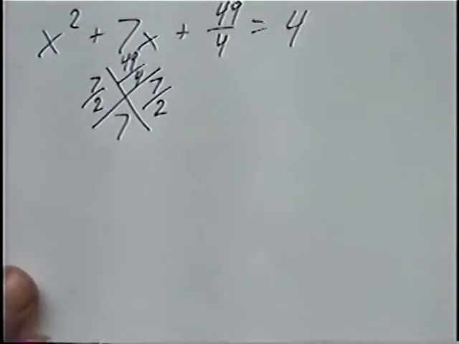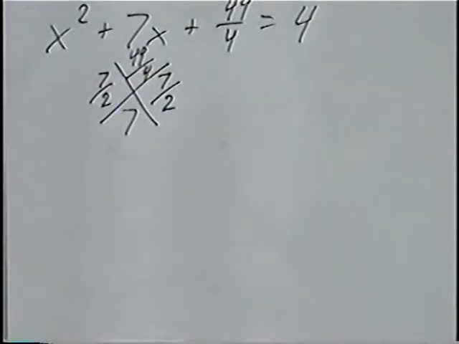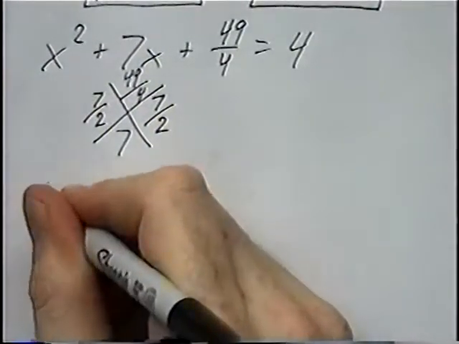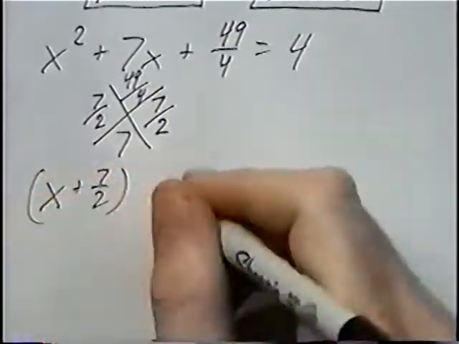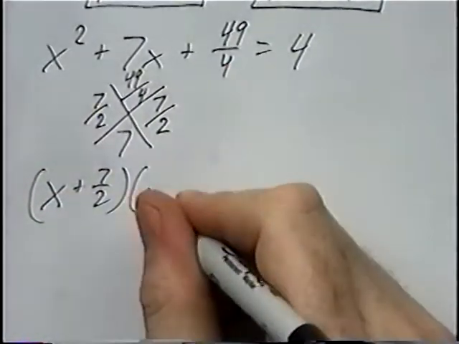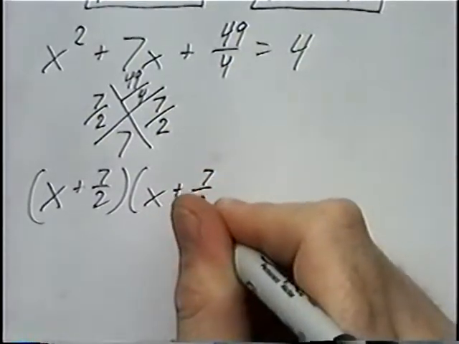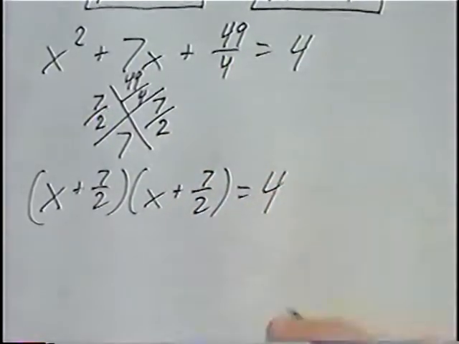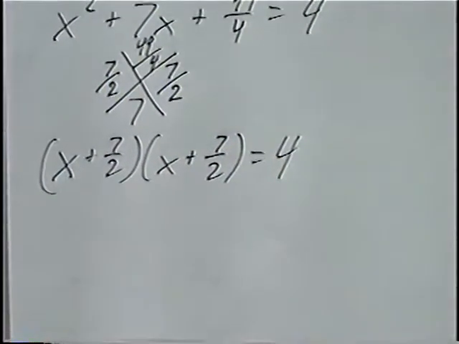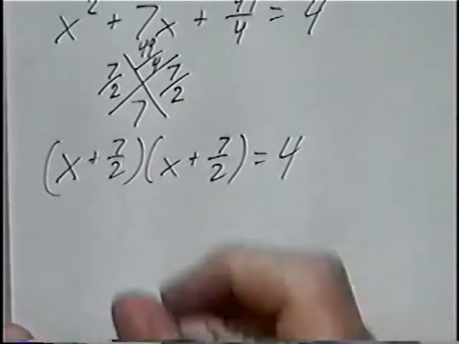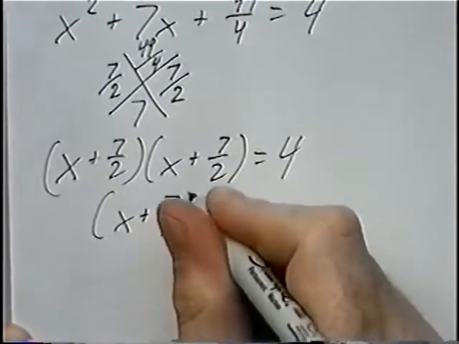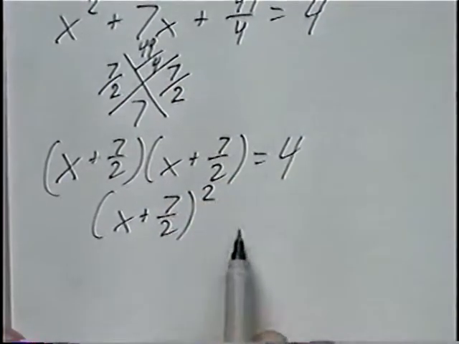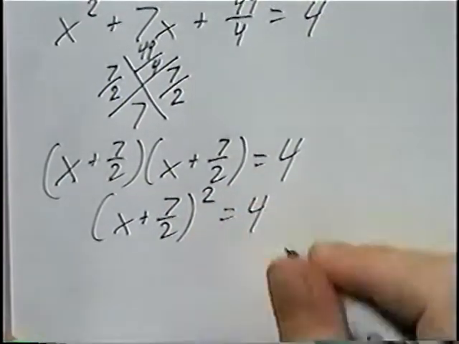Rewriting the question, we'll have x plus 7 over 2, and our second answer the same, x plus 7 over 2 equals 4. And again, if we have these same parentheses twice, we can write that as a single parentheses, x plus 7 over 2 squared equals 4.